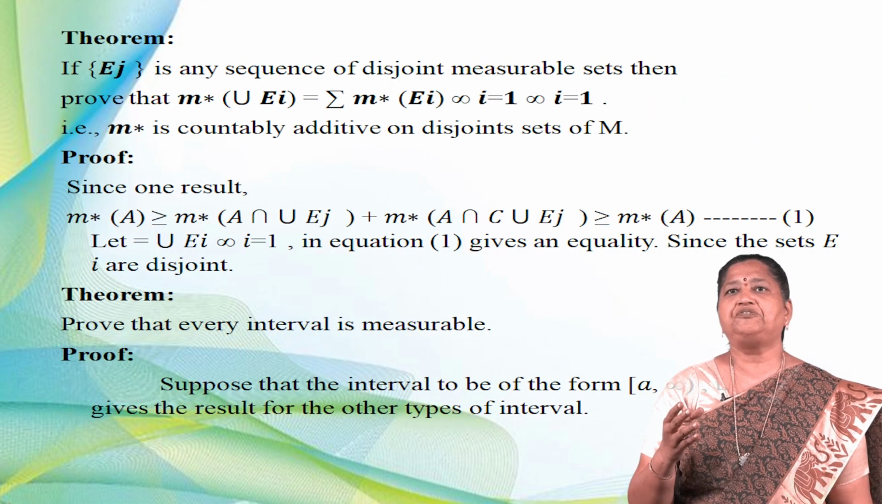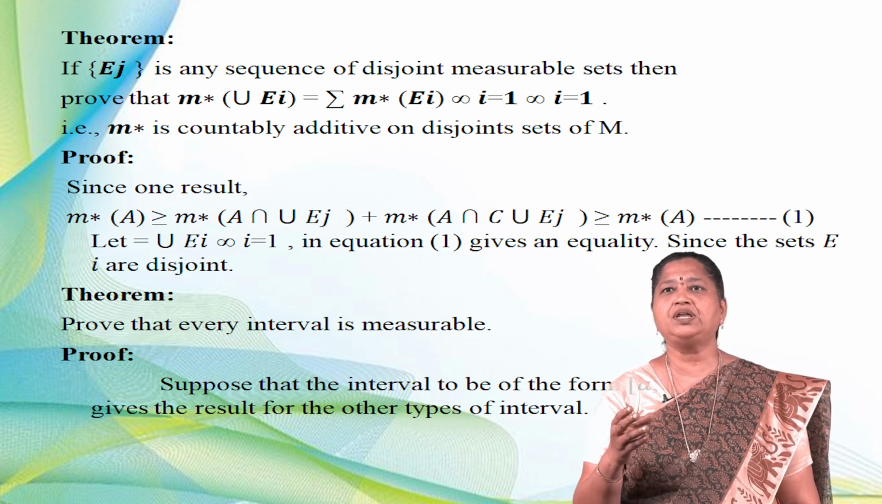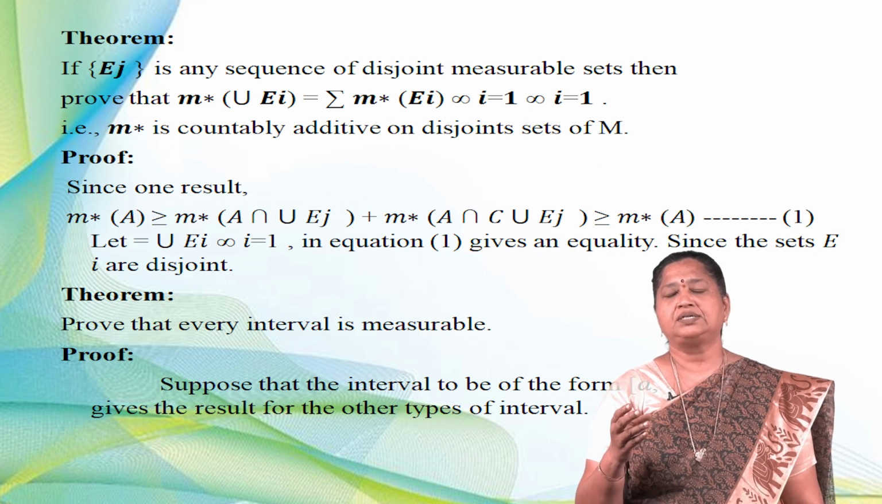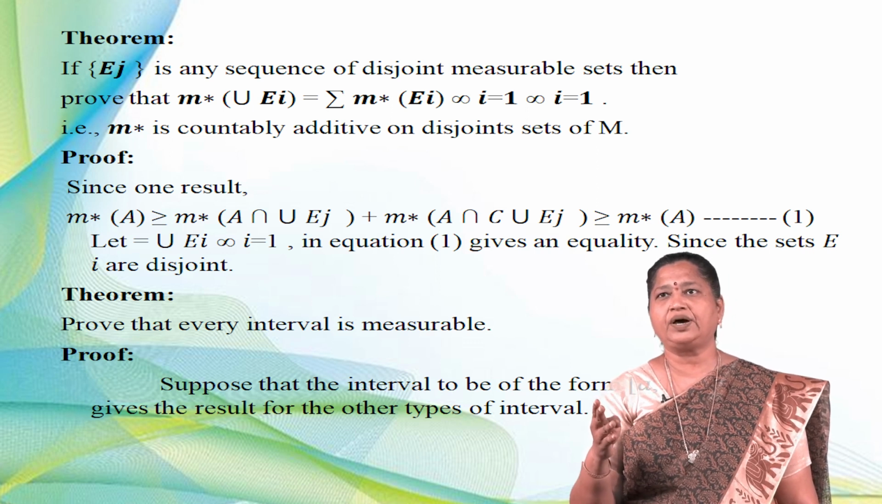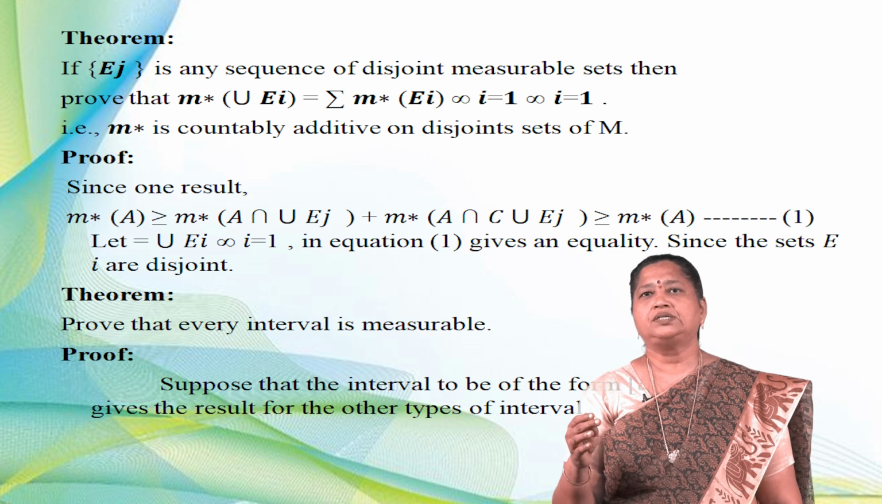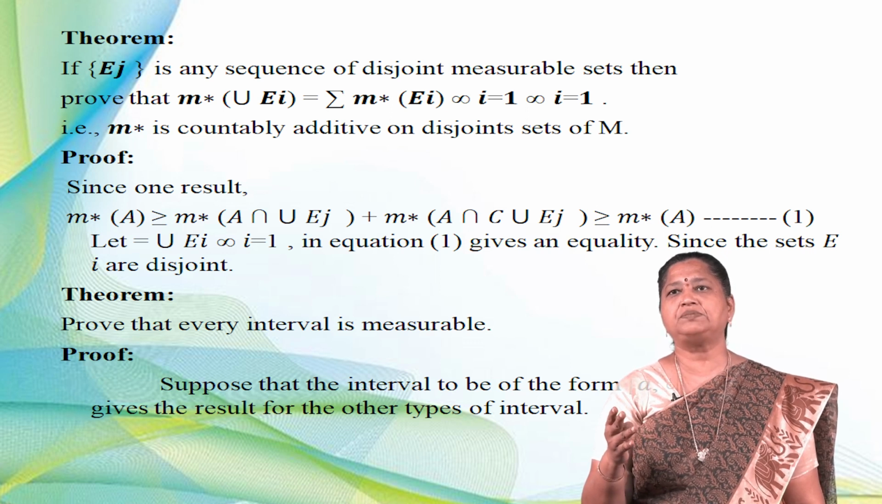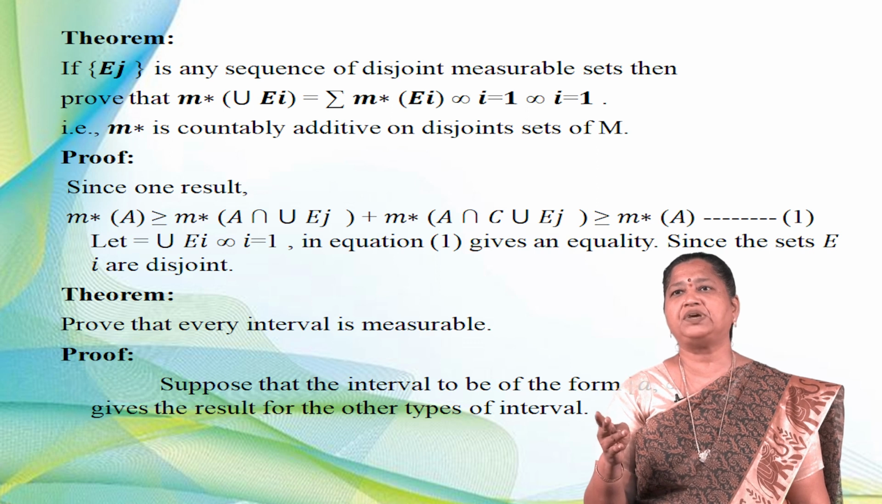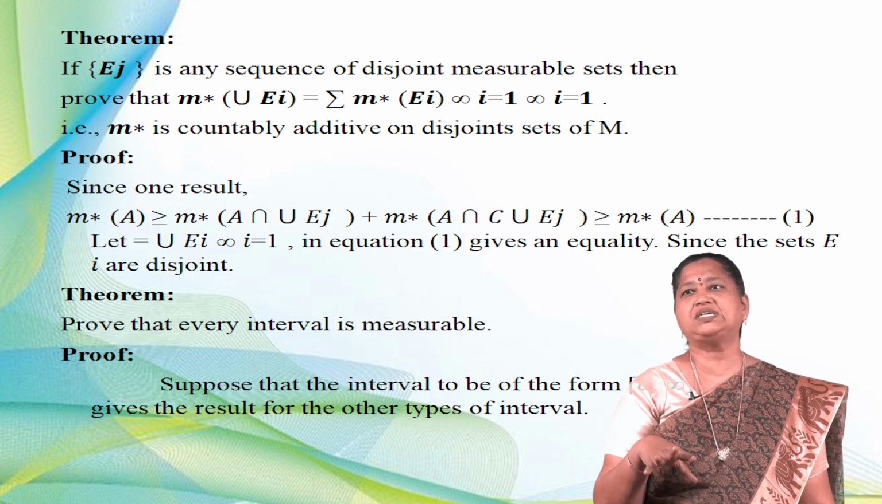Next theorem: if E_j is any sequence of disjoint measurable sets, then prove that m star of union of E_j is equal to the summation of m star of E_j, where i is from 1 to infinity, or that is, m star is countably additive on disjoint sets of script M. So, the proof of this: m star of A is greater than or equal to m star of A intersection union of E_j plus m star of A intersection complement of union of E_j, which is greater than or equal to m star of A. This is the generalization of the previous theorem.